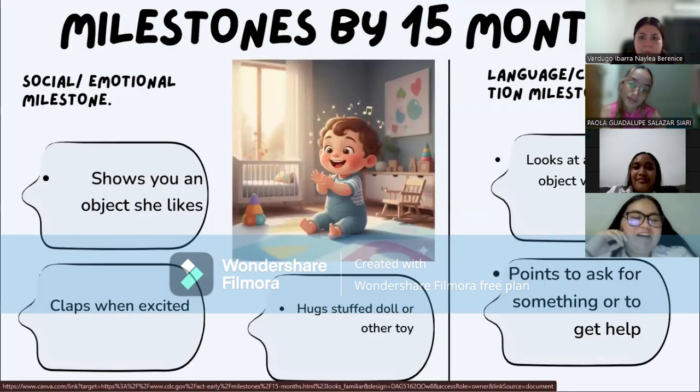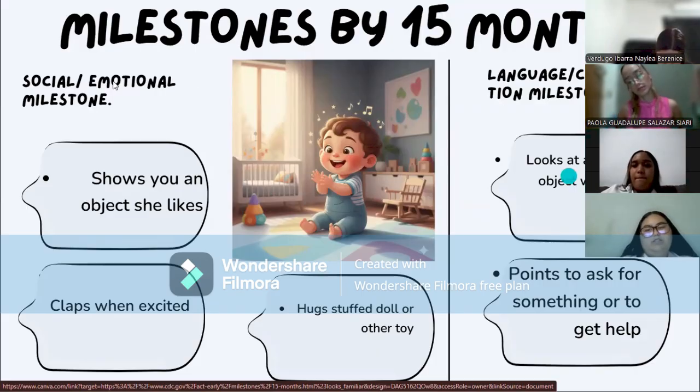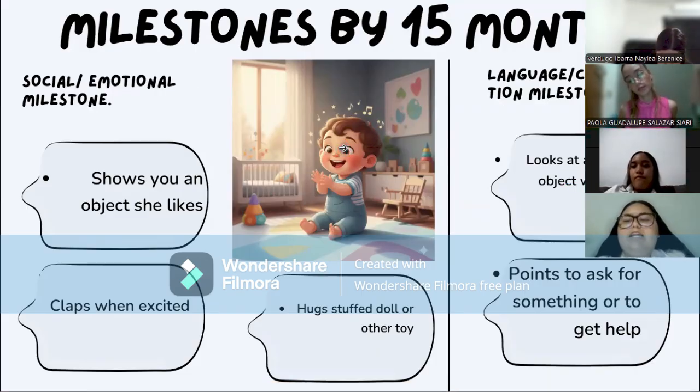Milestones by 15 months. Social emotional milestone: shows you an object she likes; claps when excited. Language and communication milestones: looks at a familiar object when you name it; points to ask for something or to get help.